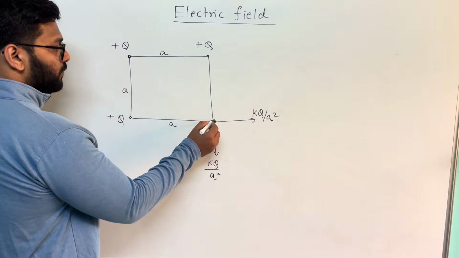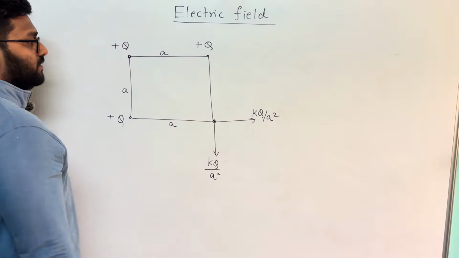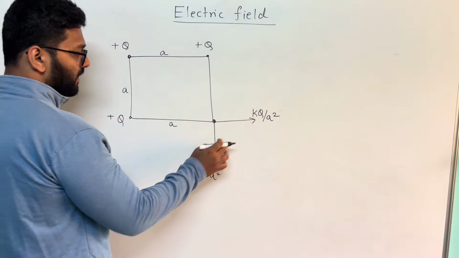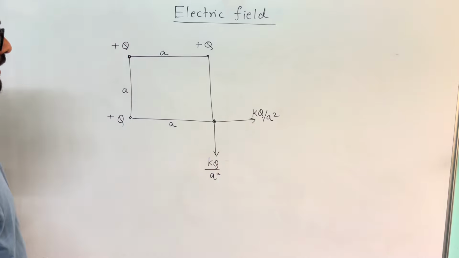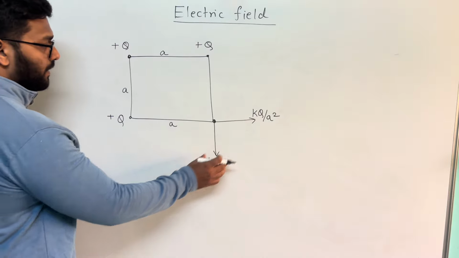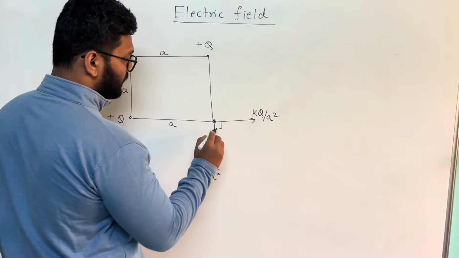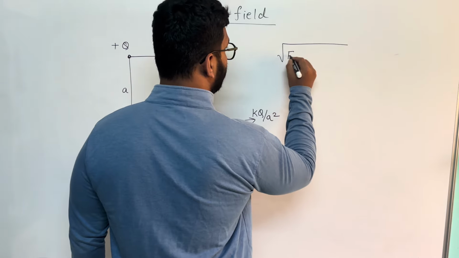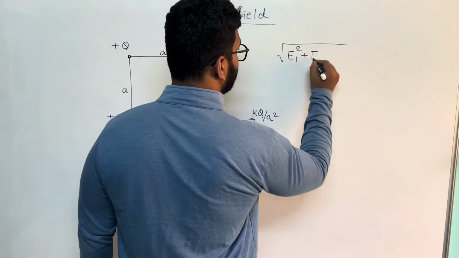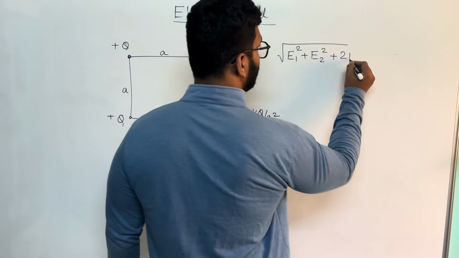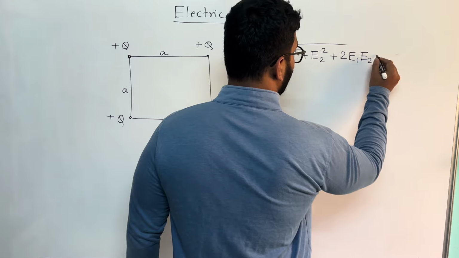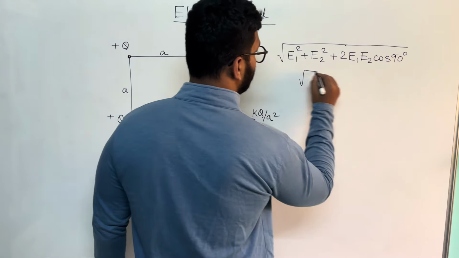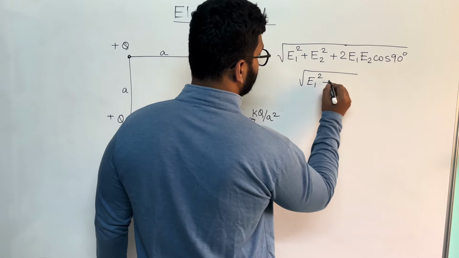But now we don't have only these two charges, we have this third charge as well, but we will look at it later. What we will do is take a resultant of these two electric fields. Both of them are equal in magnitude and the angle between them is 90 degrees. If the angle is 90, then the net field will be the square root of E1 square plus E2 square plus 2E1E2 cos 90 degrees. But cos 90 is 0, so this will be the square root of E1 square plus E2 square.